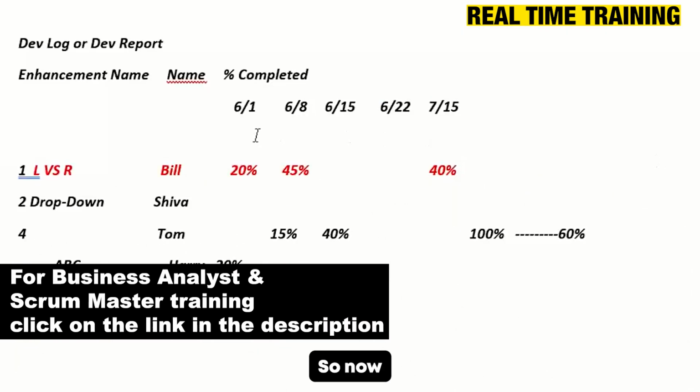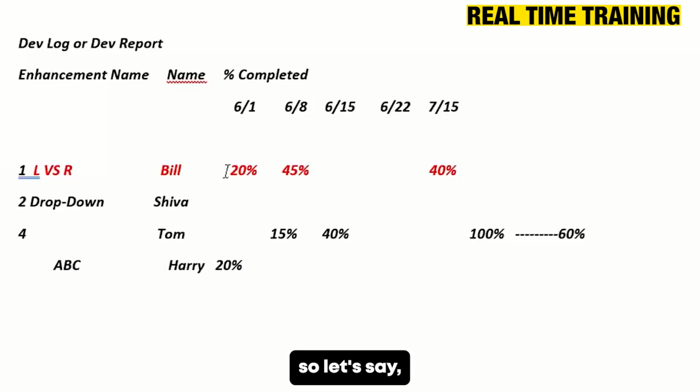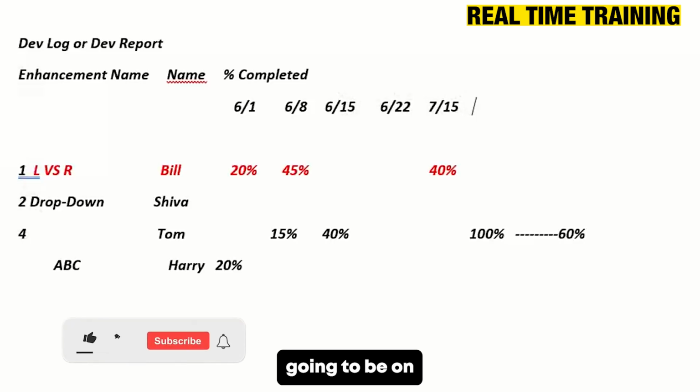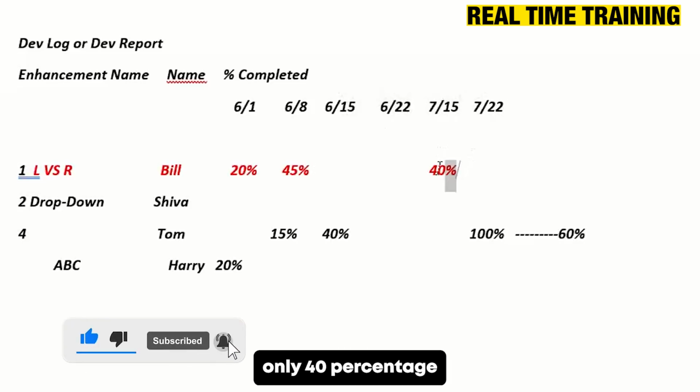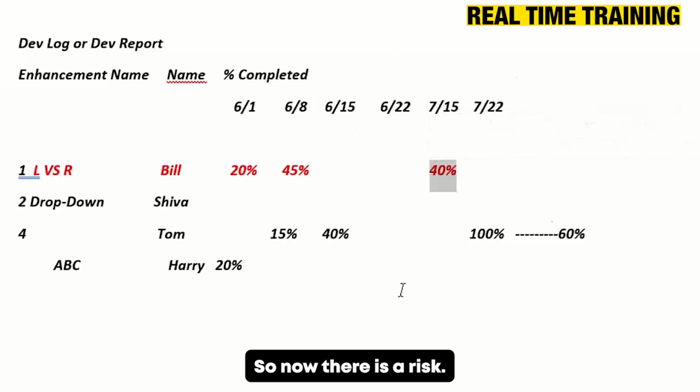Okay. So now, let's say the release is going to be on 22nd of July, right? But till 15th, only 40 percent is completed. So now there is a risk. You have to be monitoring this.